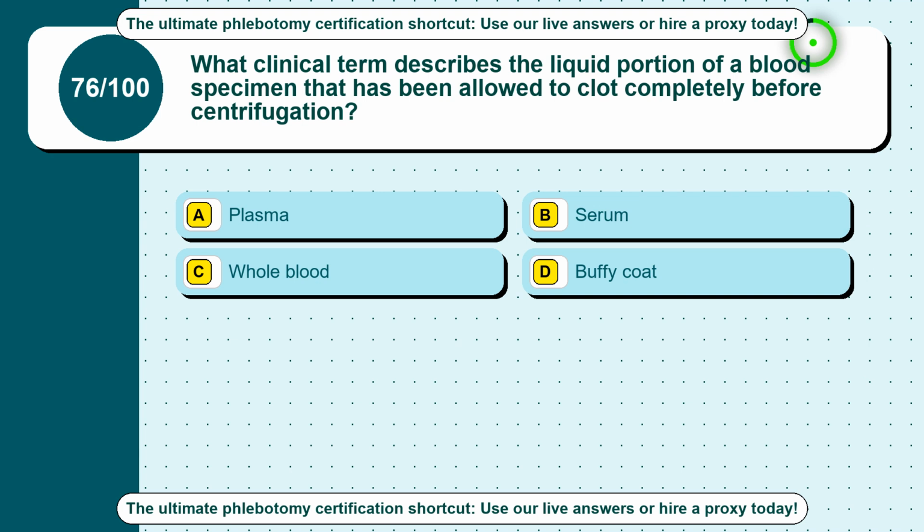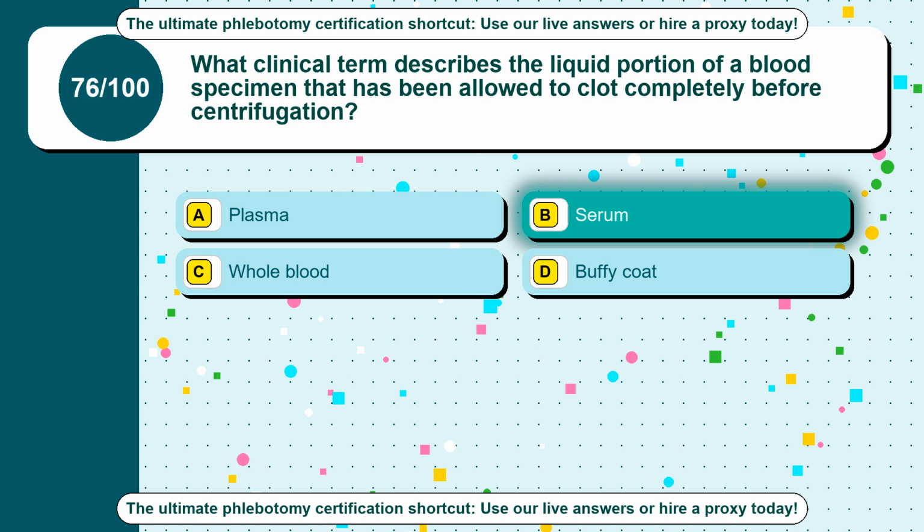Question 76. What clinical term describes the liquid portion of a blood specimen that has been allowed to clot completely before centrifugation? Option A, plasma. Option B, serum. Option C, whole blood. Option D, buffy coat. The correct answer is option B, serum.